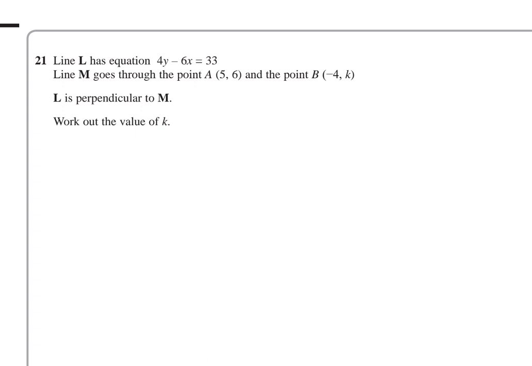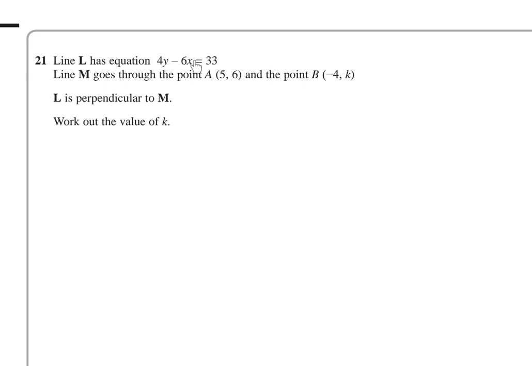21. Line L has equation 4y minus 6x equals 33. Line M goes through the point A, (5, 6), and the point (-4, k). L is perpendicular to M. Work out the value of k.